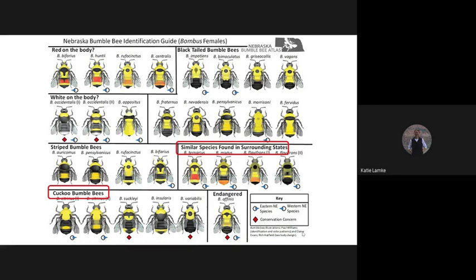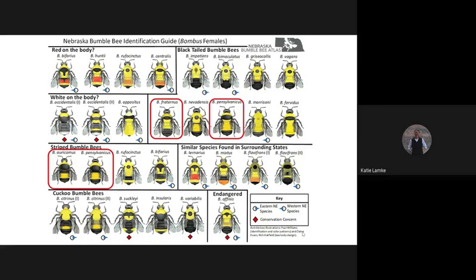So we're going to go through all of these species and highlight some of the key characteristics of how to identify them, look at their range throughout the United States, as well as where they've been collected in Nebraska. And hopefully that'll give you a better idea of some of the species that you may encounter where your grid cell is. So first we're going to start with some of the more common species that are very easily confused with one another. The first one being Bombus pennsylvanicus, and you'll see that that occurs twice, once in the black-tailed group, once in the striped group.